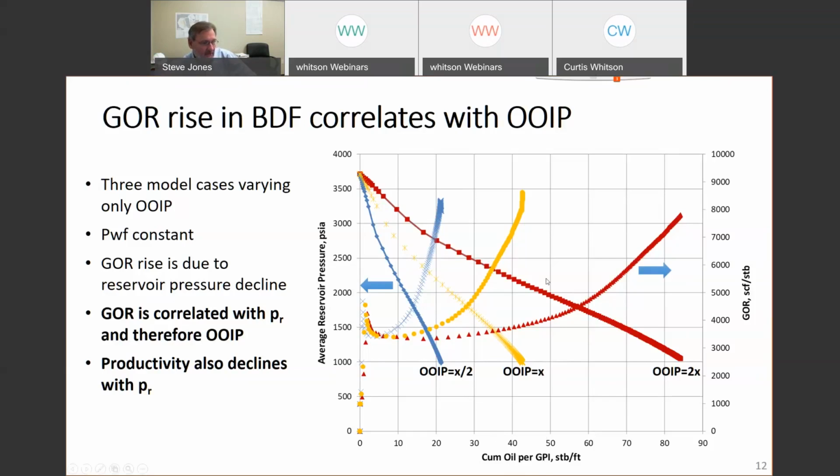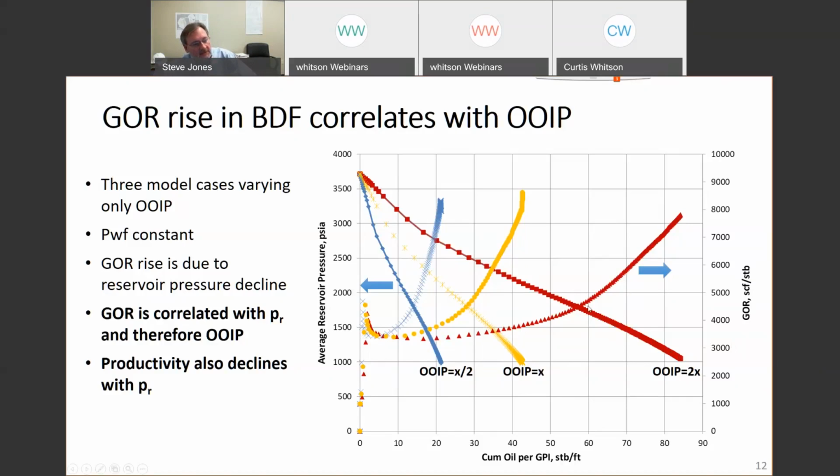And these are fully penetrating fractures that go to the edge of the drainage volume and the entire height in every case. So what you see is that with the largest oil in place, the average reservoir pressure falls the slowest, and the GOR, which are the upward curving lines, and on the right-hand axis here, your transient GOR in this case is about 3,500 cubic feet per barrel.